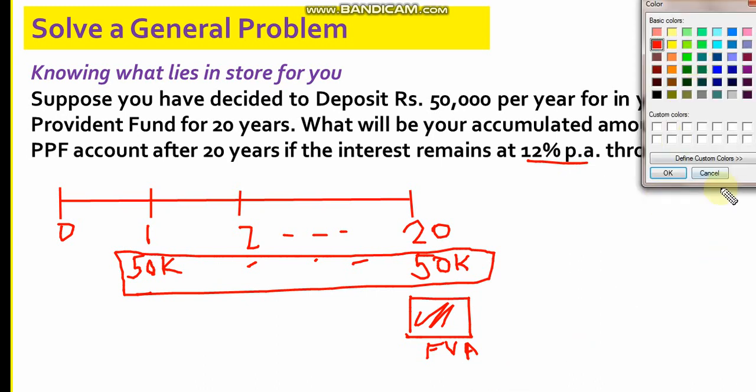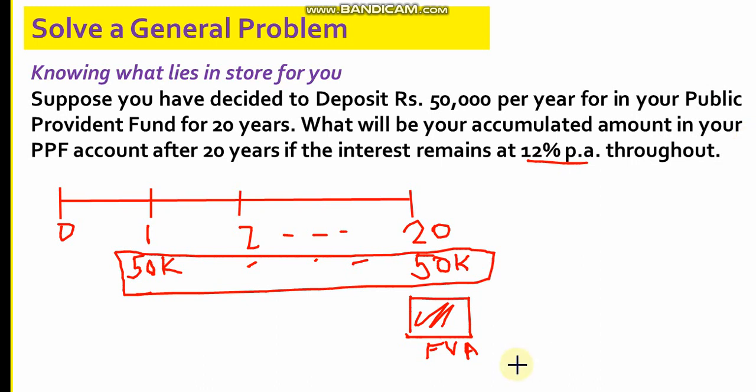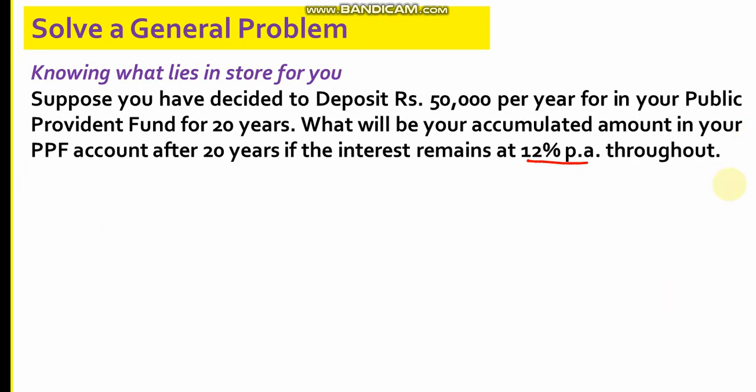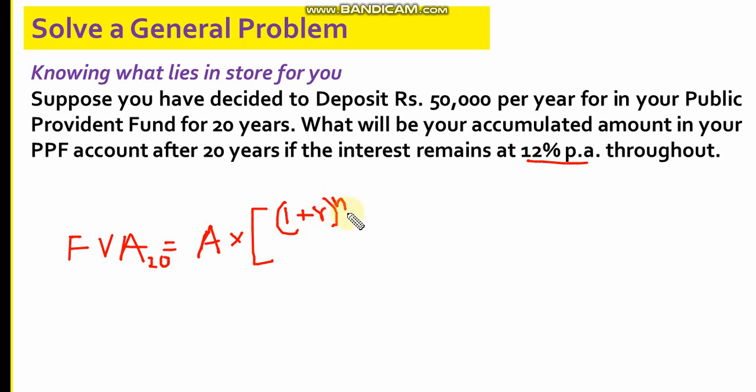Now what is my future value of an annuity formula here? Let me clean this screen first. My future value of an annuity, FVA, I just want to calculate how much it will become after 20 years. So this is equal to my annuity figure, my A, right, into (1 plus R) whole to the power n minus 1, whole divided by R.